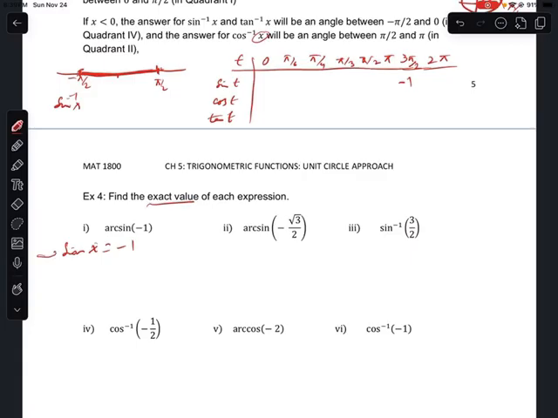So arc sine of negative 1. Okay? So it means we are looking for an x such that sine of x is equal to negative 1. So when will this happen? You can go to your table values, the table that I have asked you to memorize, this one.